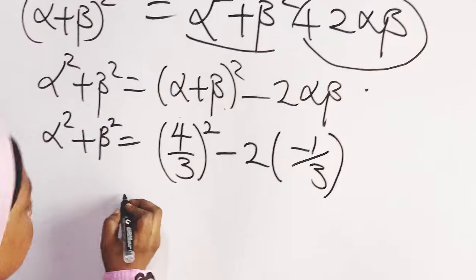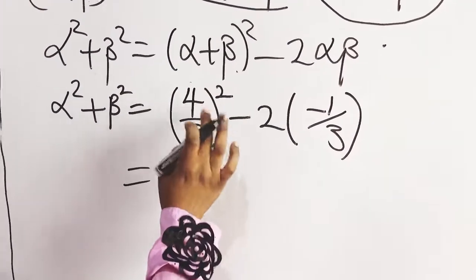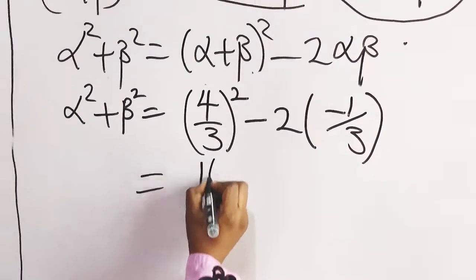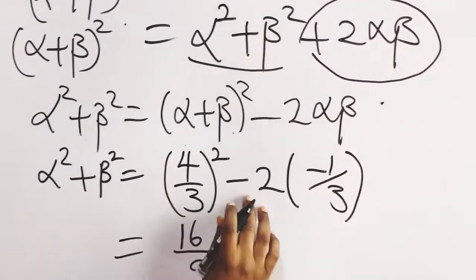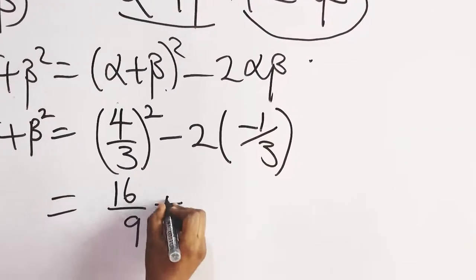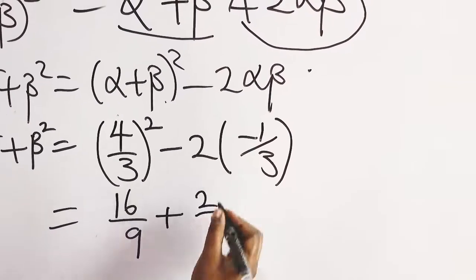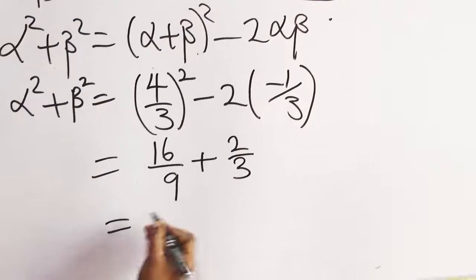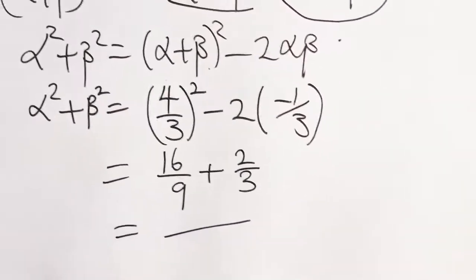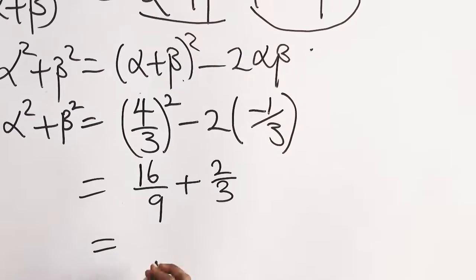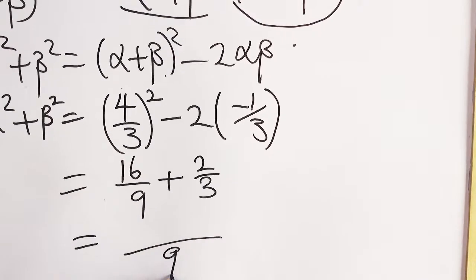So we are going to expand. 4 over 3 squared is equal to 16 over 9. Minus 2 multiplied by minus 1 is equal to plus 2, then over 3. So we're going to find the LCM, and the LCM is equal to 9.